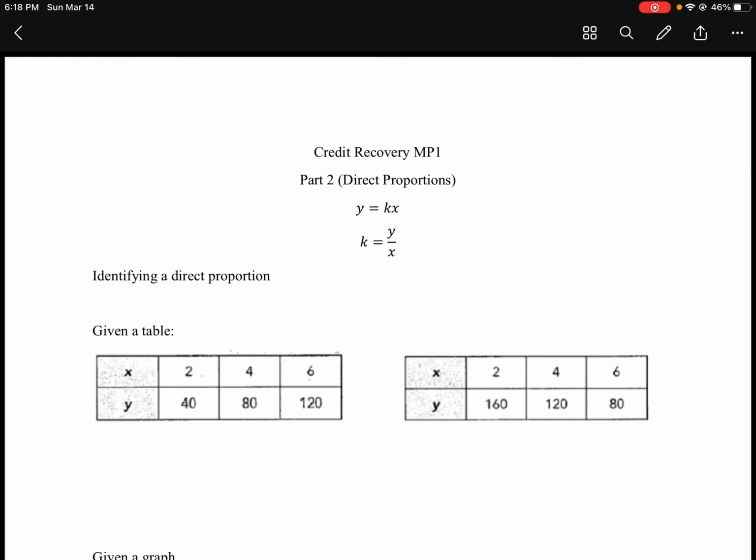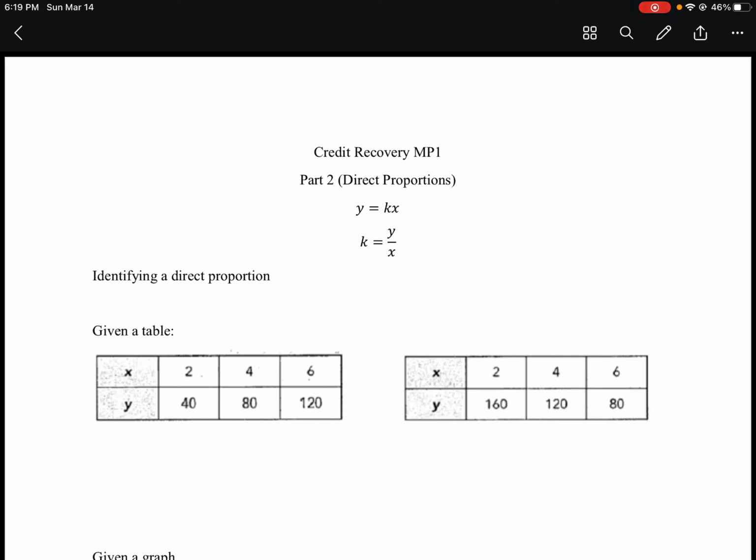Hey guys, here's part 2 for the credit recovery and marking period 1. We're going to be talking about direct proportions. Now, two equations that we used a lot during this section are y equals kx and k equals y over x. And we're going to be using those formulas throughout this video.